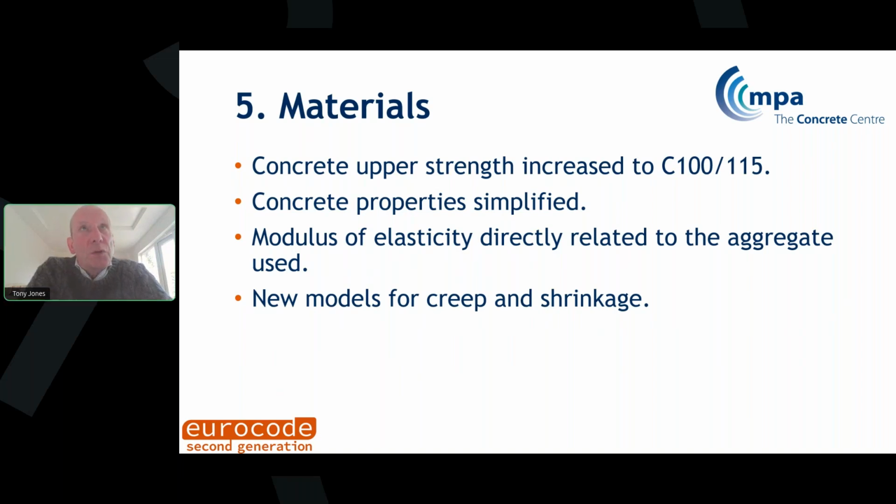By using these properties, it also means that for simplified design methods, we have the same strain limits when we're doing a sectional analysis for all concretes, which again greatly simplifies things, whereas in the first generation you had to start changing the strain limits when you got above C50/60. Similarly, there's more transparency in how you determine the modulus of elasticity, and it's directly related to the aggregate used. The National Annex will provide advice for UK aggregates and obviously a default position if you don't know the aggregate.